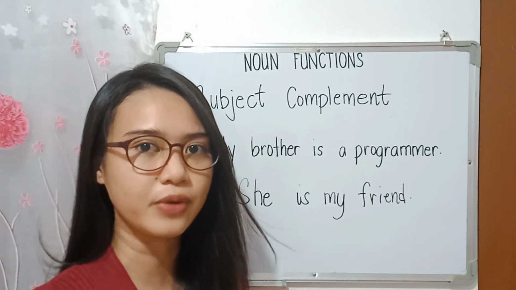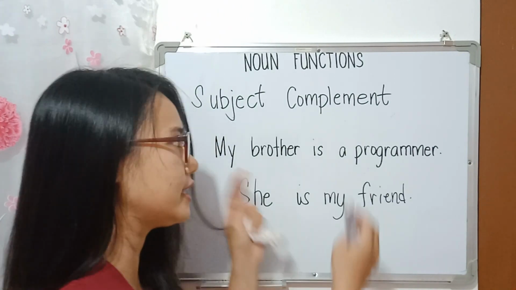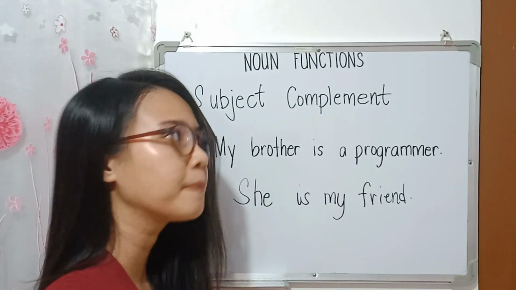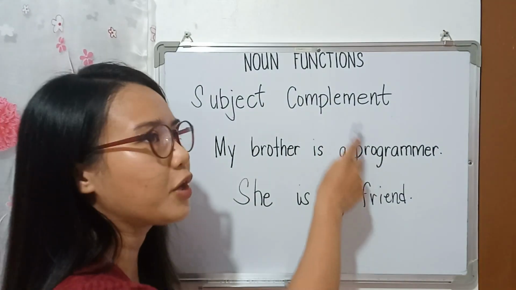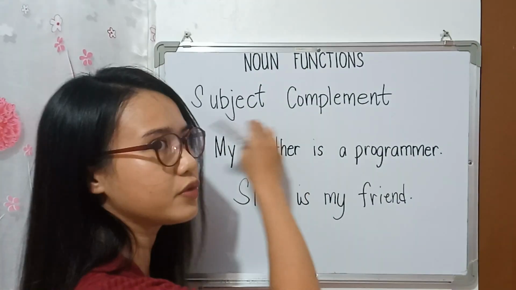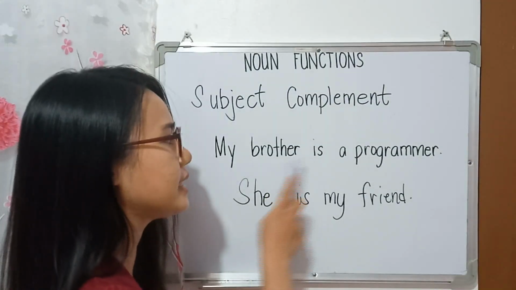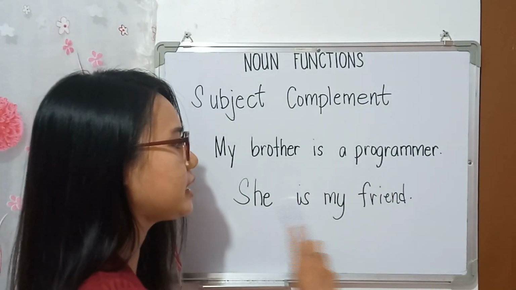Now, if you have already watched my previous video about basic sentence patterns, I already talked about subject complement there. Now, a subject complement completes the subject. Usually, it is used to describe or to rename the subject. I have here two examples also. My brother is a programmer, and she is my friend.